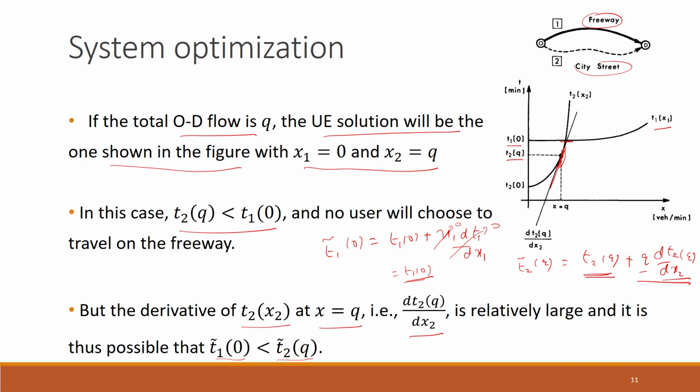Now we know that in the system optimization case, the solution will be such that all the used paths will have marginal travel times that are equal and less than or equal to the marginal travel times on the unused paths.